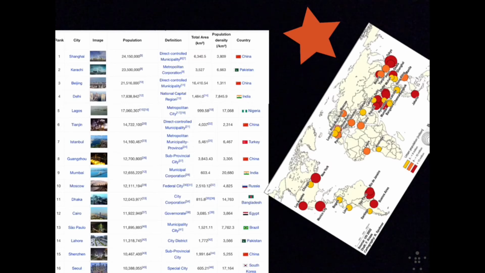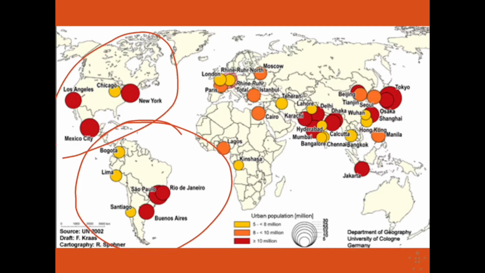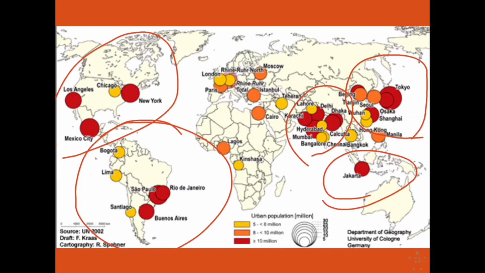Shanghai is leading the world at 24 million, and it goes all the way down to Seoul, South Korea, at almost 11 million. You can locate the major megacities on this map here. These are the ones that are red, over 10 million. You see there are some in North America, several in South America. Then you also have a lot in East Asia and a lot in South Asia, and then even one in Indonesia. And then we have a lot of growing centers in other parts of the world.